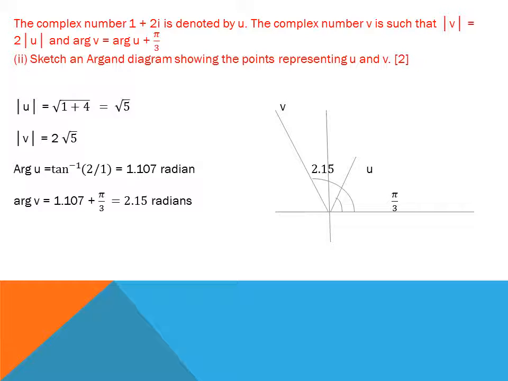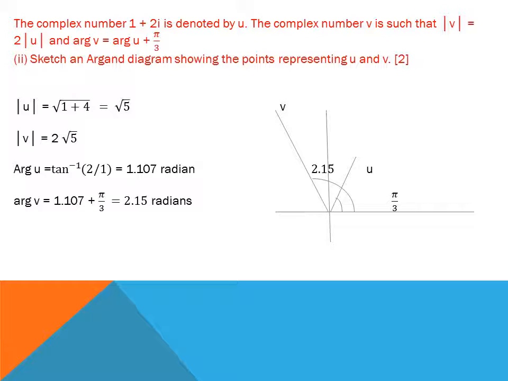For the argument of u, I find tan inverse of the imaginary part 2 over the real part 1, which becomes 1.107 in radian form, because he is asking in the form of pi. When the angle is in the form of pi, we should take values of angles in radians only, not in degrees. So the argument of u is equal to 1.107 radian, and the argument of v is equal to 1.107 plus pi by 3 according to the requirement. It becomes 2.15.